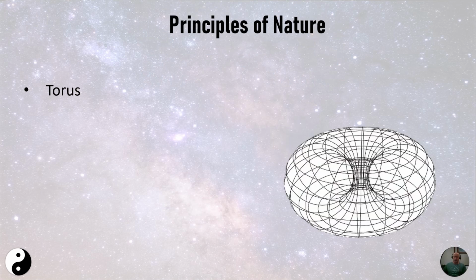So let's start by having a look at some of the principles of nature. Now, everything from a magnetic field perspective is in the shape of a torus. Now, you might recall seeing pictures of the Earth and the toroidal field going around the outside of the Earth, which is going from the positive to the negative and back around. So that's a torus, and a torus looks like a donut for those of you who are not very familiar with that shape.